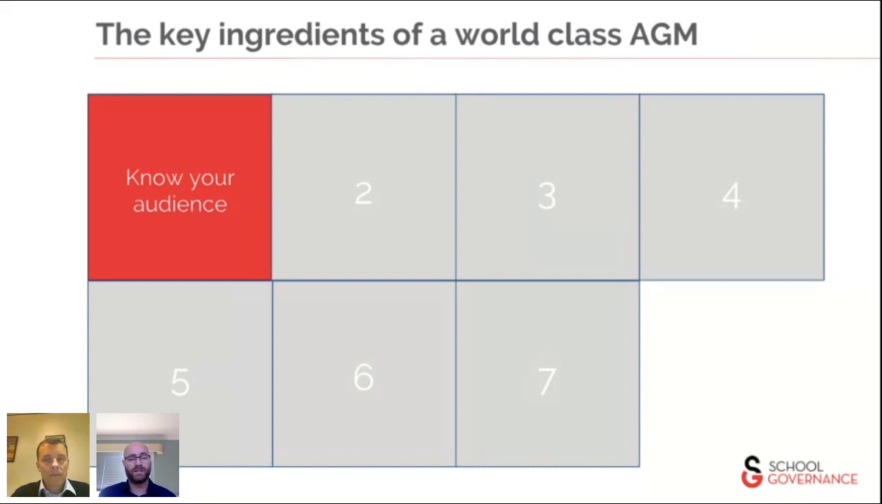So the first one is to know your audience. Really simply, understand whom you are talking to. It's very often easy to think that we're just talking to ourselves, but who are the people you're trying to invite to the AGM? How are they going to interact with you? And what are they really after in terms of information, and the way that they will absorb that information?